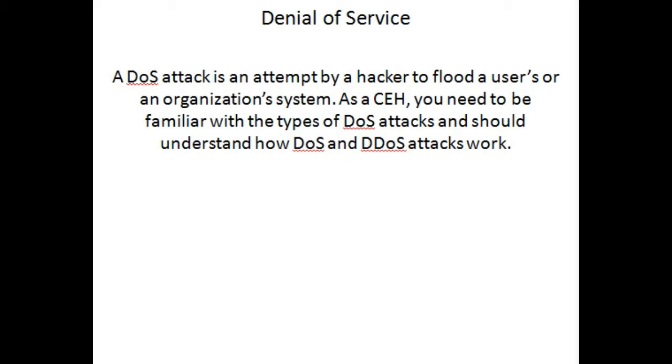Denial of service. A DoS attack is an attempt by a hacker to flood a user's or an organization's system. As a CEH, you need to be familiar with the types of DoS attacks and should understand how DoS and DDoS attacks work. You should also be familiar with robots and robot networks as well as smurf attacks and SYN flooding. Finally, as a CEH, you need to be familiar with various DoS and DDoS countermeasures.